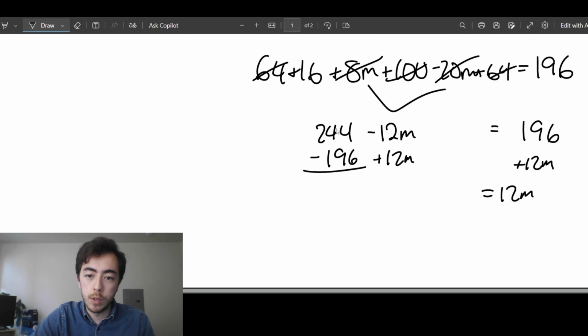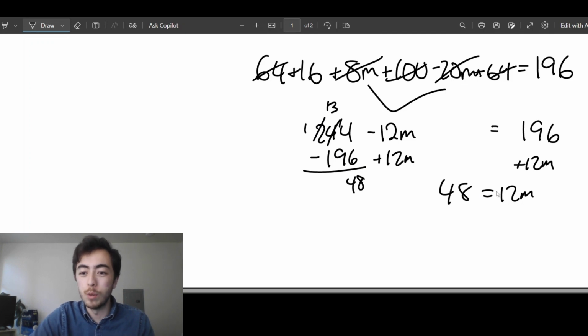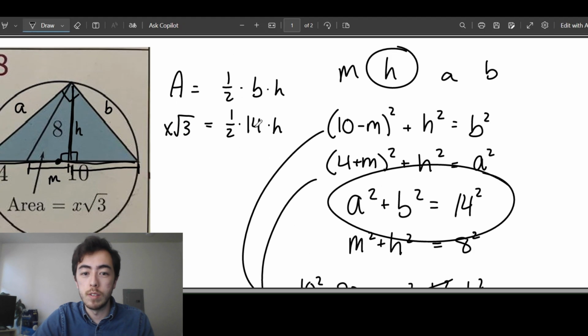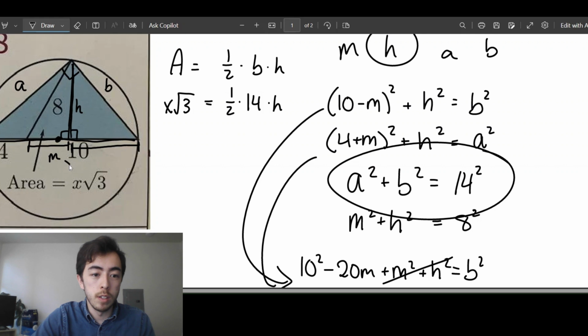So figuring out the subtraction, I guess I'll do some borrowing. Give me just a sec. Looks like that's 48. Cool. And so m turns out to be a whole number. m is just 4. So let's see what that means for our triangle. m right here is equal to 4.